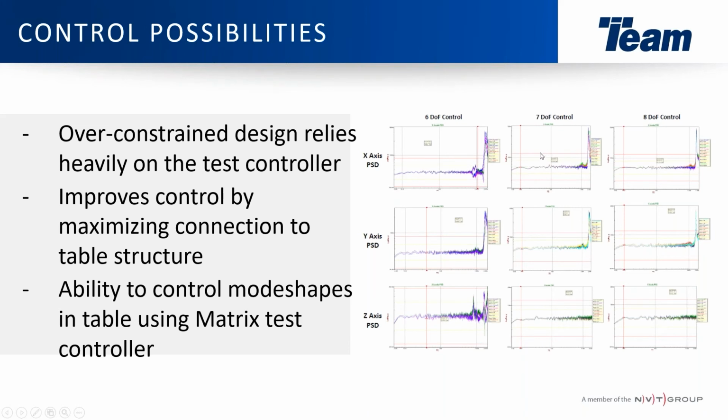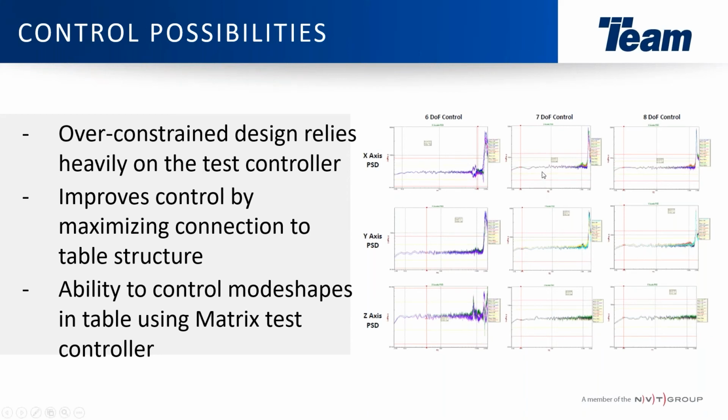The 7-DOF control is essentially using the matrix to define a virtual control channel that is above the Tensor table. So it's not a real point of control. You're using accelerometers to kind of define that out in space and then controlling based off of that. And that was just gathered based off of the mode shapes of the table.